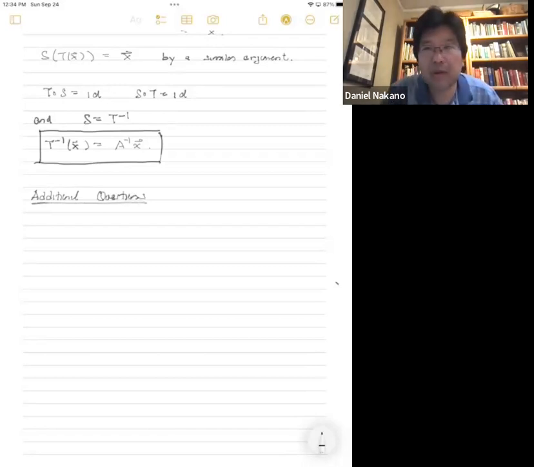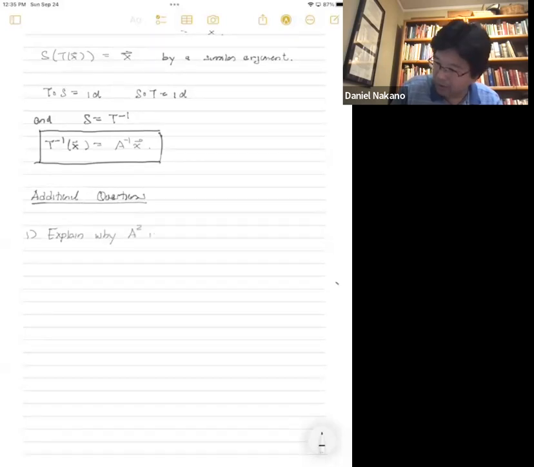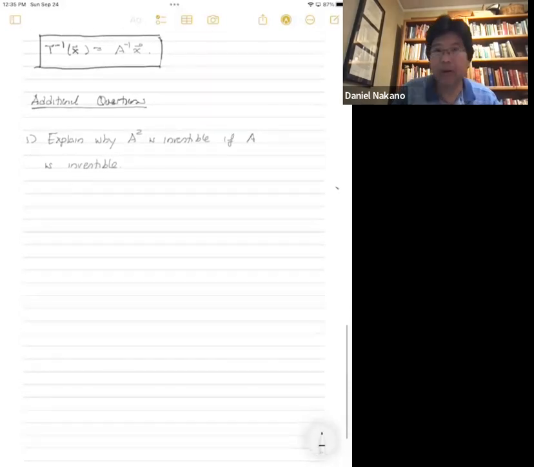And these questions are here to challenge our thinking and our understanding of the material. All right, so let me state some of these. First of all, explain why A squared is invertible if A is invertible. Okay, so you want to explain why the square is invertible if A is invertible.